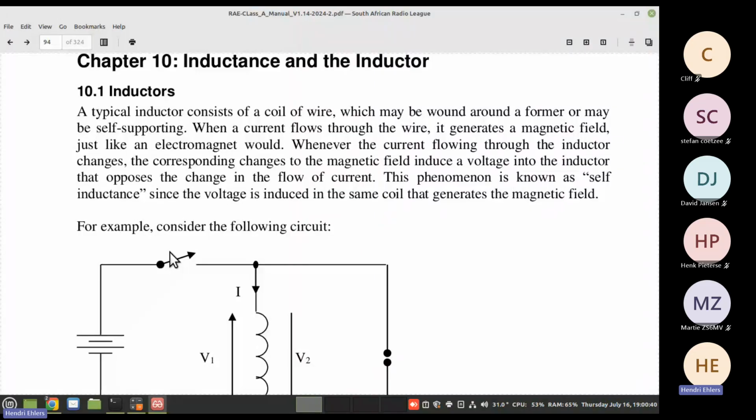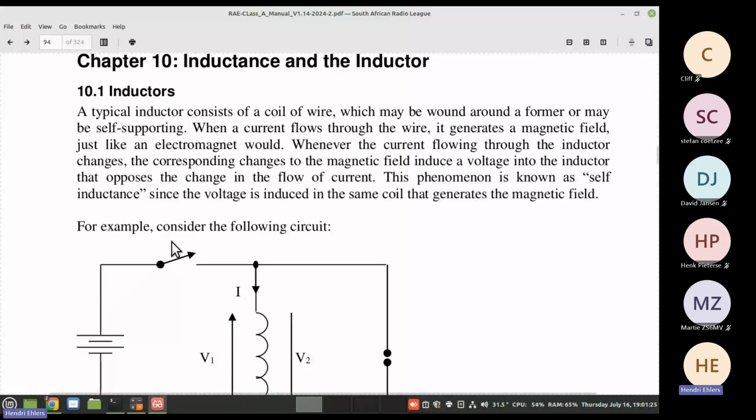When current flows through the wire, it generates a magnetic field like an electromagnet. And then, of course, when the current stops flowing and it's disconnected, the magnetic field collapses, and that collapsing magnetic field also generates a voltage, and that voltage can exceed the original voltage applied. They name that self-inductance because it induces a current when the voltage is removed.